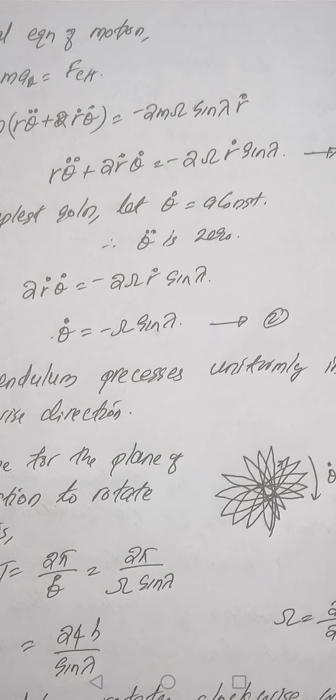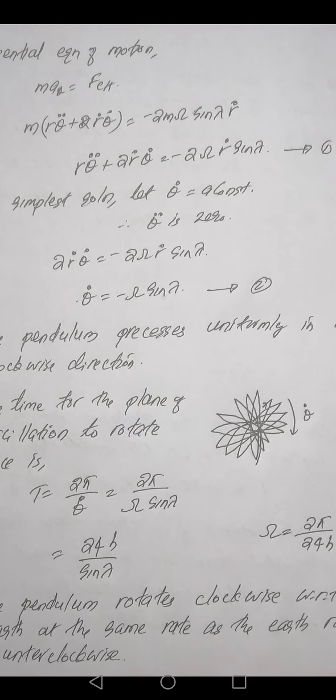We need a solution for this equation. In order to get a solution, I assume a simple solution that theta dot is a constant. Theta varies uniformly. Theta dot is a constant, so that theta double dot is 0. So I can avoid the first term on the left hand side of equation 1. Therefore 2r dot theta dot is equal to minus 2 omega r dot sine lambda. R dot I can cancel, 2 I can cancel, therefore theta dot is equal to minus omega sine lambda. That is the required equation.